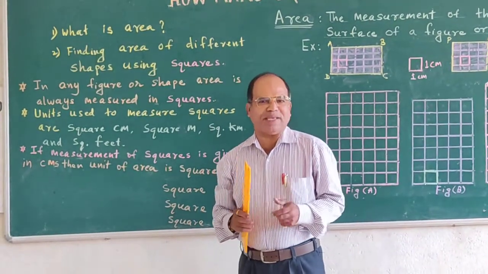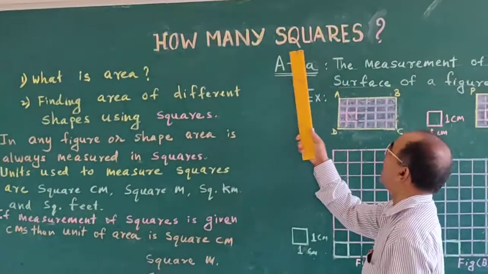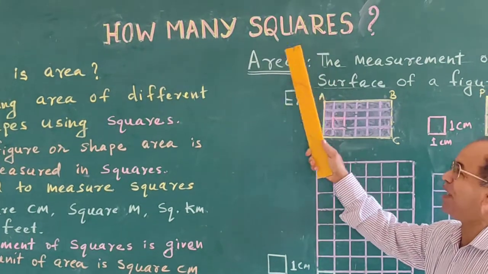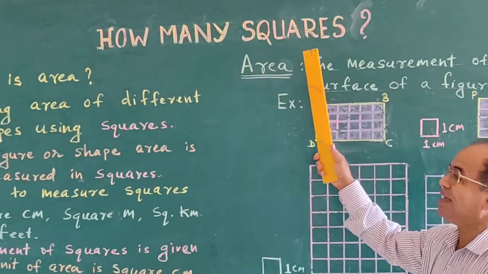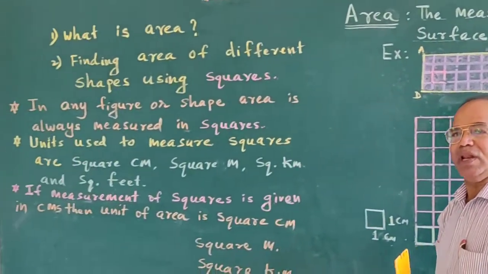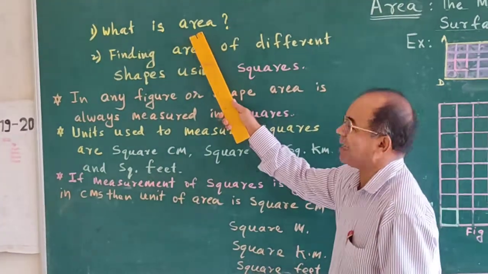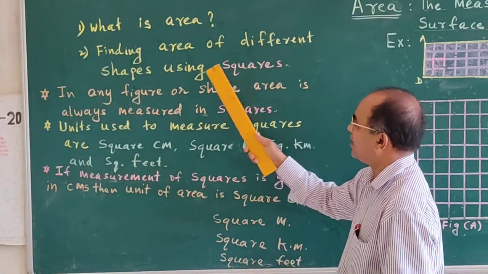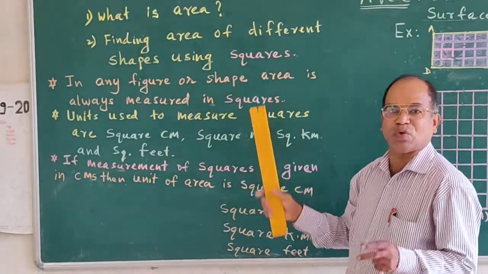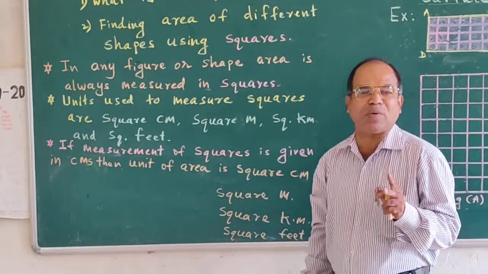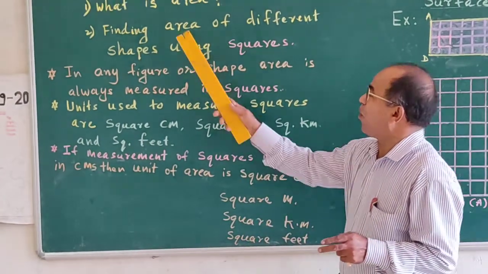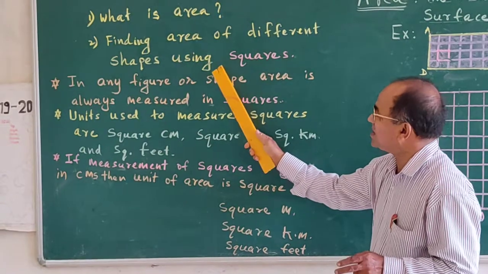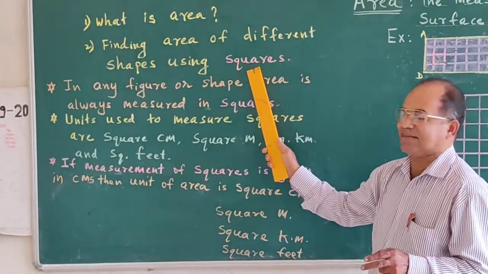In the last topic, you learned to find the perimeter of a given shape. So today's topic is how many squares. We are going to discuss a new topic, how many squares. In this topic, you will learn what is area and also finding the area of different shapes using squares. So there are two concepts you are going to learn: what is area and how to find the area of different shapes using squares.